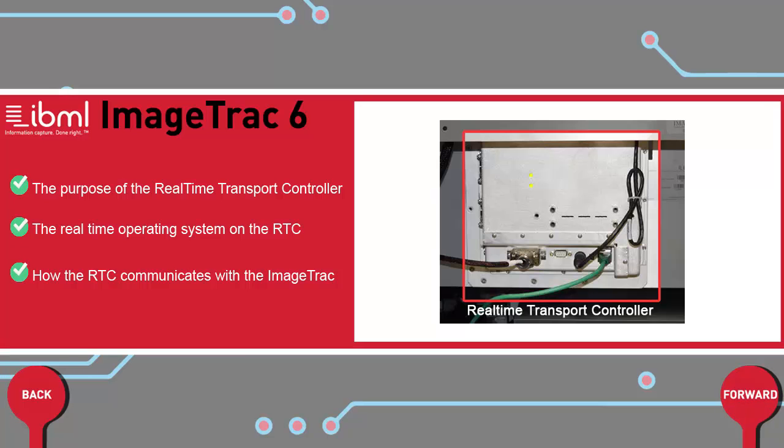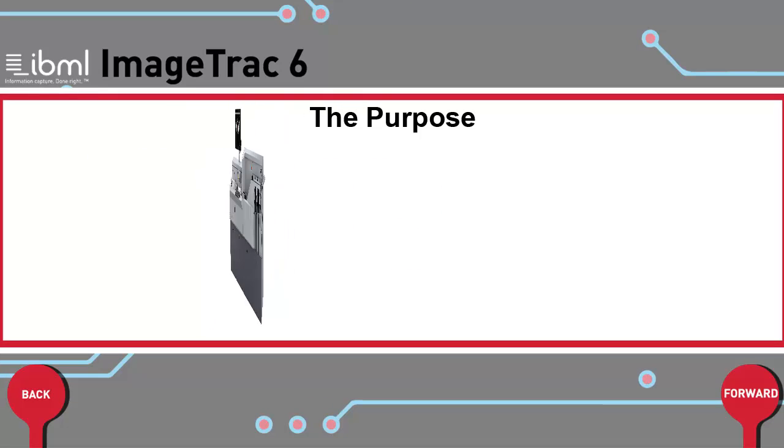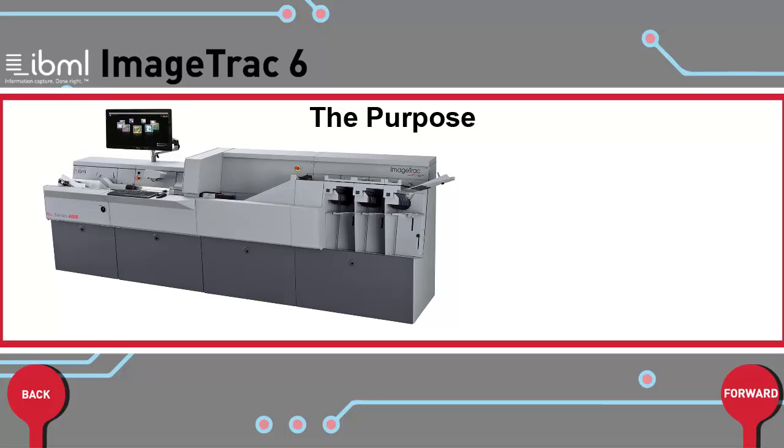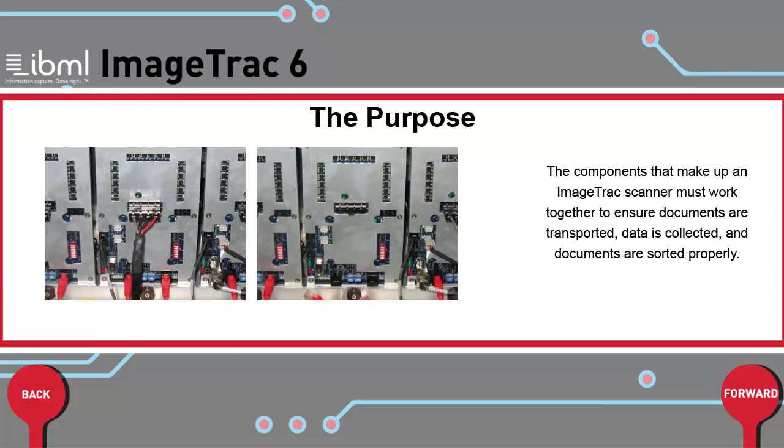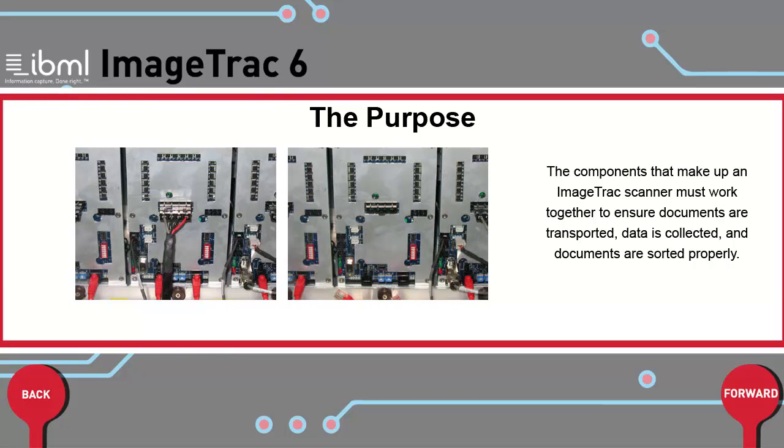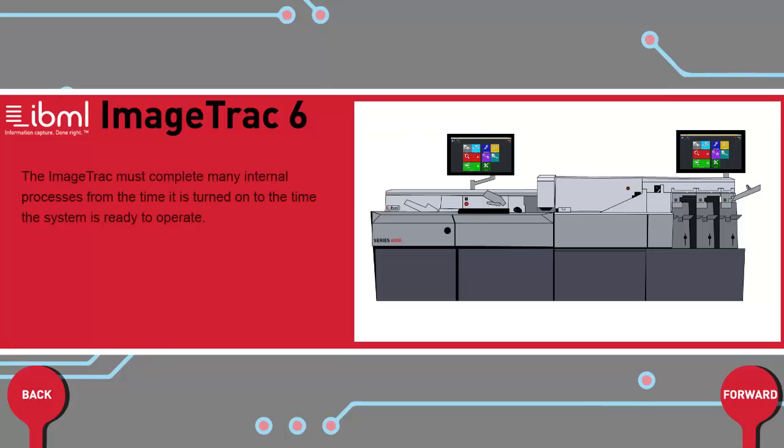So let's begin. First, let's define and identify the purpose of the Real-Time Transport Controller, also referred to as the RTC. The components that make up an ImageTrack scanner must work together to ensure documents are transported, data is collected, which includes ICR, barcodes, MICR, capturing, and so forth, and documents are sorted properly. The ImageTrack must complete many internal processes from the time it is turned on to the time the system is ready to operate. These processes must occur to make intelligent scanning possible for information to be captured properly.